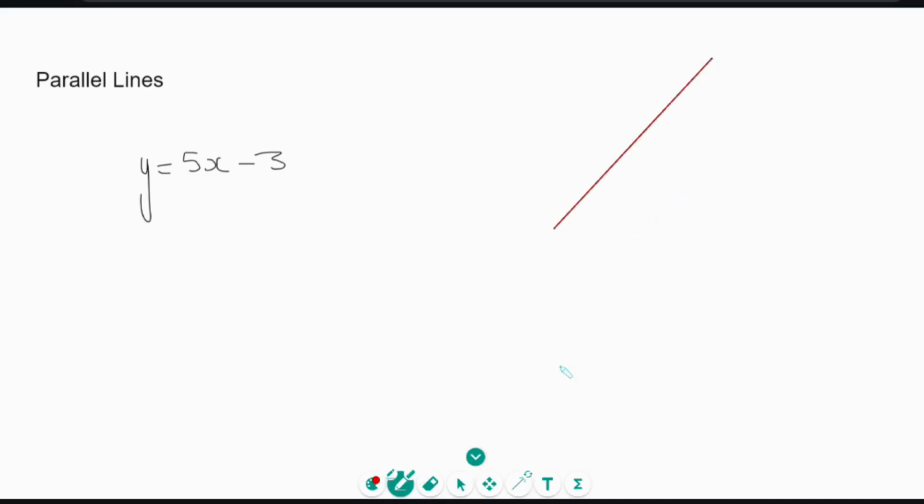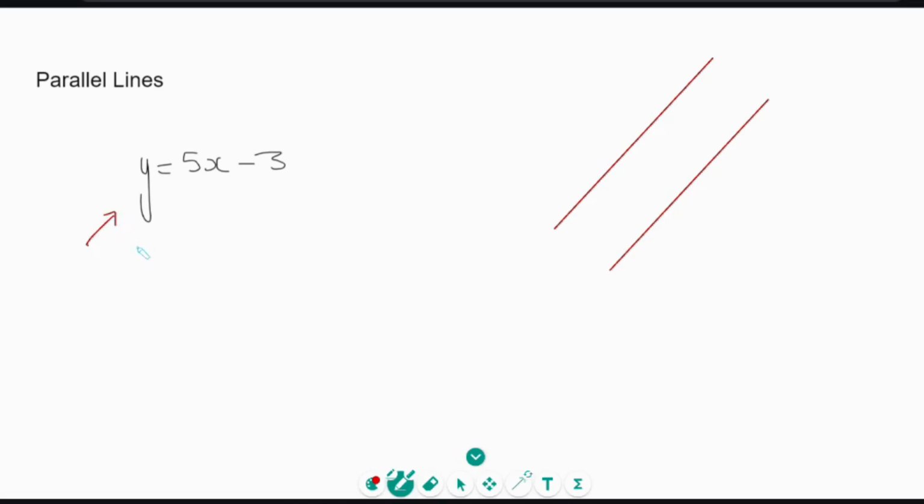Parallel lines never touch. It doesn't matter how long I continue these lines, they never touch because they are the same steepness. They have the same gradient. So if this represents the equation of a straight line, y equals 5x minus 3, I will ask you to come up with an equation parallel to this line.